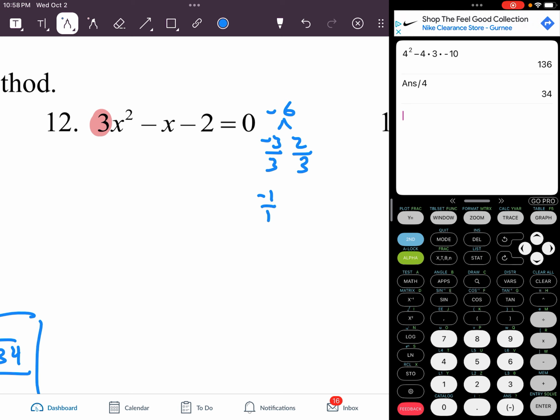I'm going to leave it as a fraction. And 2 over 3. Put the x's in the bottom. So I get x minus 1, 3x plus 2. And I take each one of the factors, set it equal to 0, and solve. So I will get x is equal to 1 and negative 2/3.